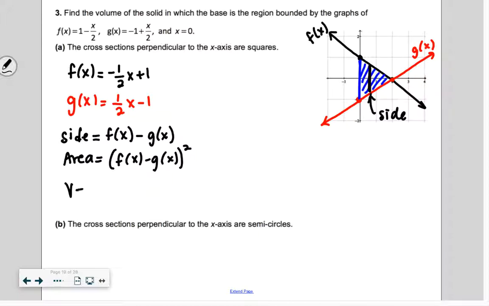So when I come up with my volume equation, it's going to be from x value to x value. What two x values? No, that's y values. 0 to 2, right? And then we're going to have our side squared. So f of x minus g of x was the side, squared.